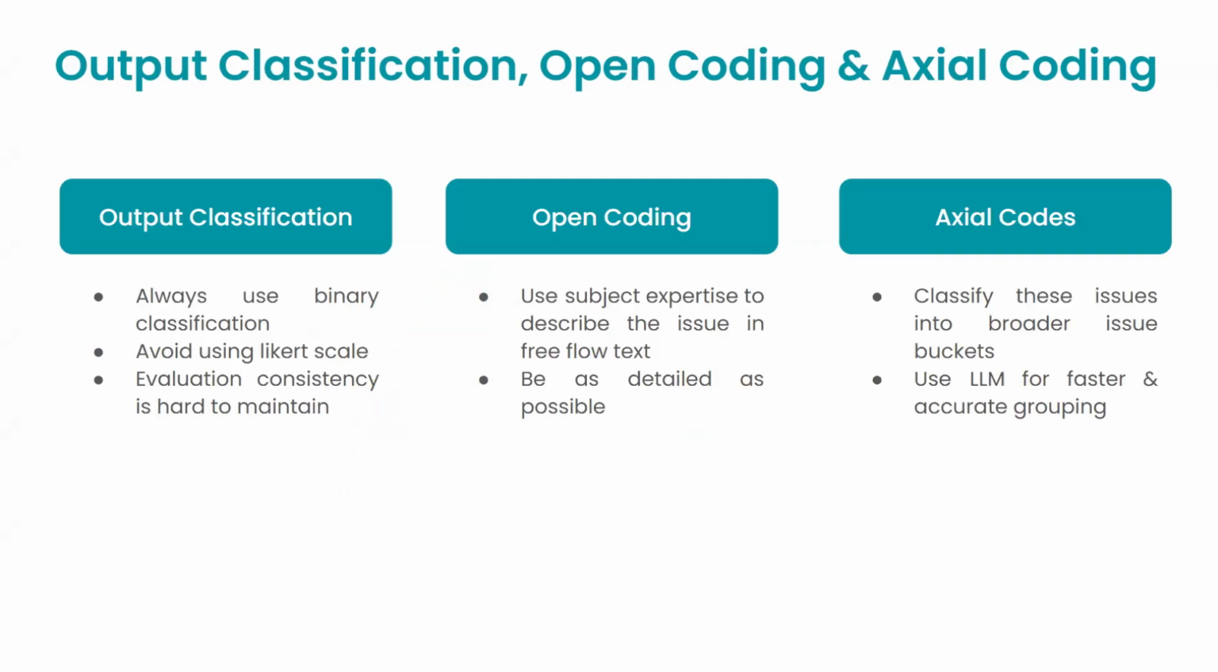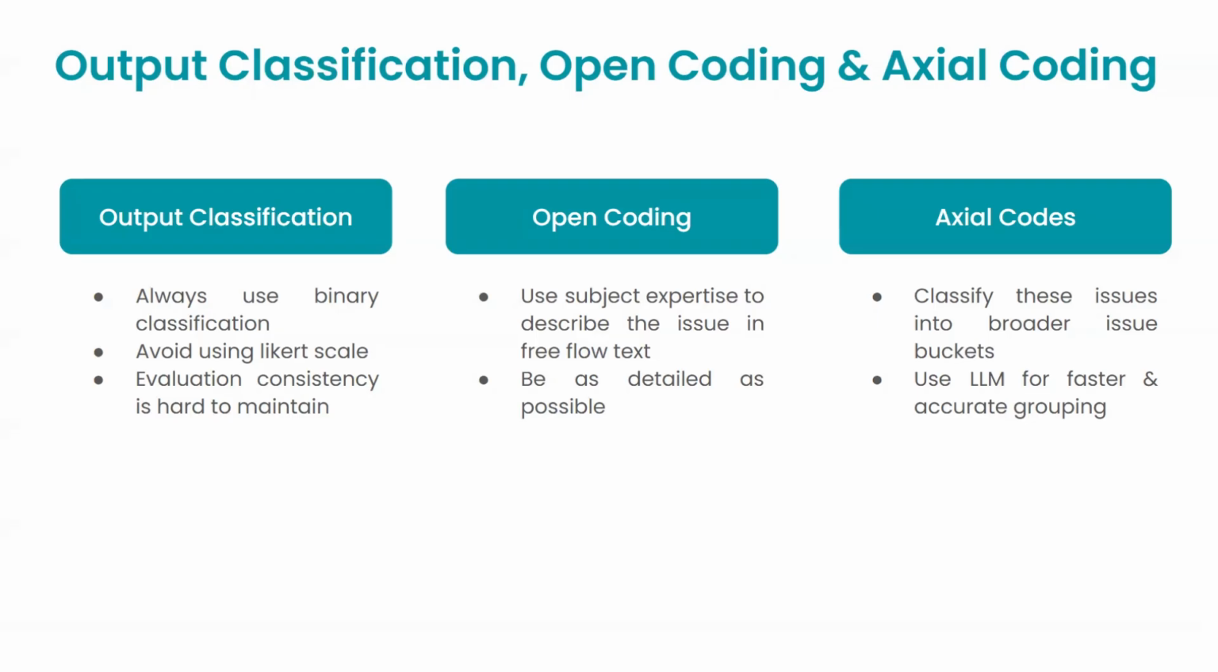Now, after studying the framework, let's try and apply it in practice. First, let's talk about how we categorize our initial results. When performing output classification, the golden rule is to always use binary classification. Why? It might be tempting to use a more nuanced Likert scale, rating things on a scale of 1 to 5, for instance. I strongly recommend you avoid using Likert scales here. The reason is simple. Evaluation consistency is incredibly hard to maintain across large datasets or multiple reviewers when the criteria are subjective. A binary classification, which is a simple yes or no, or pass or fail, keeps the data clean and the logic tight.